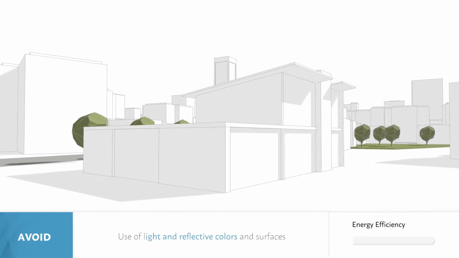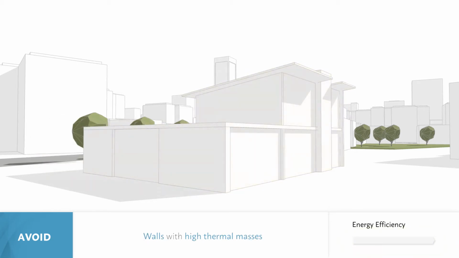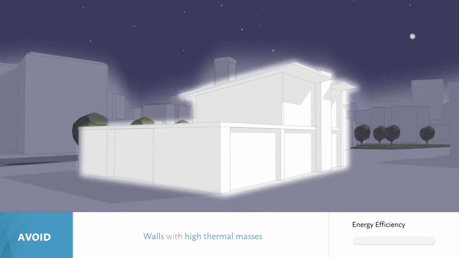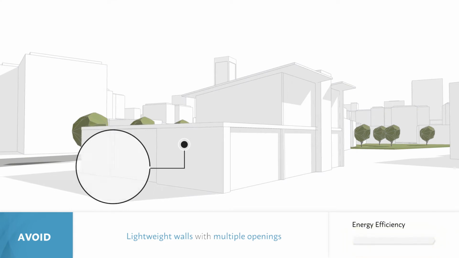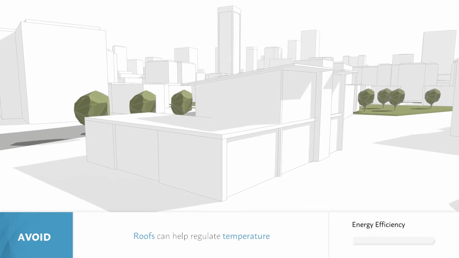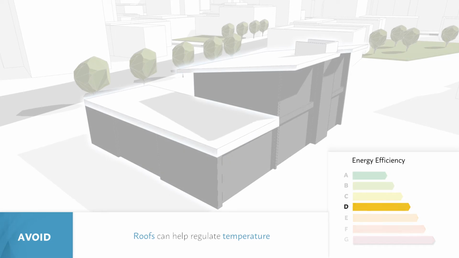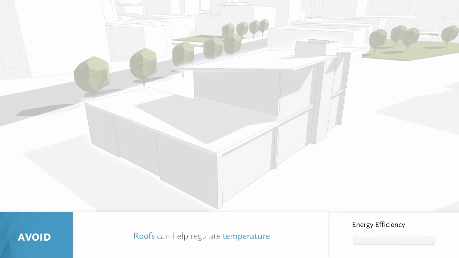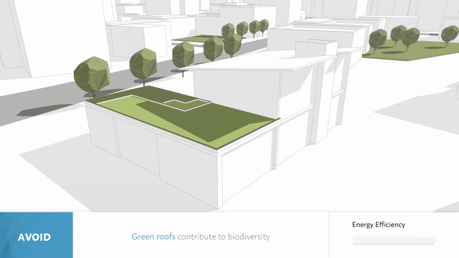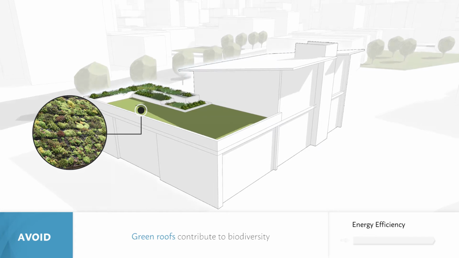The use of light and reflective colors and surfaces on the roofs and walls reduces overheating by reflecting solar radiation. Walls with high thermal masses keep cool during the day, and slowly release warmth at night. Lightweight walls with multiple openings provide natural ventilation. Roofs can help regulate temperature if they are built with thermal insulation and reflective paints and finishes. Depending on the climate, they can be massive or lightweight. Green roofs contribute to biodiversity, and also function as thermal and acoustic insulation.